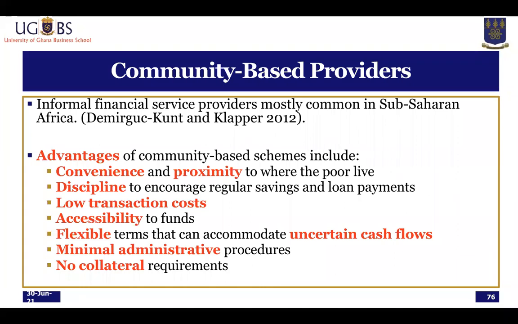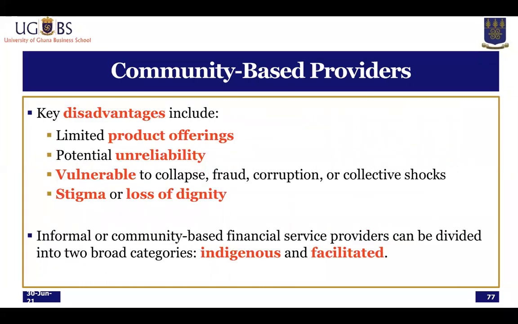Now, when we go a step further, realize that they also come with disadvantages. For the rosters, etc., they only have a limited product offering, meaning that they have particular services. So if you all contribute, and then you make it available to Ama this week, next week it is Akosia. Now, in some cases, some people may not necessarily be in need of the funds, so all they need is a place to save. Sometimes these community-based providers may not be in a position to provide the variety of services that are needed by the members. So the limited product offering is one key disadvantage.